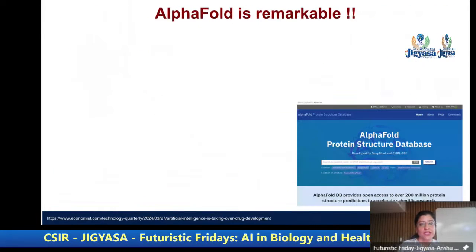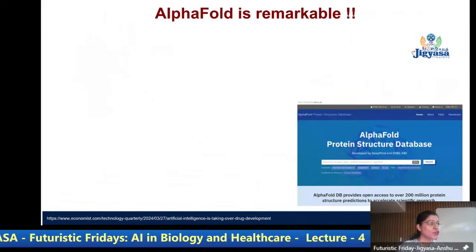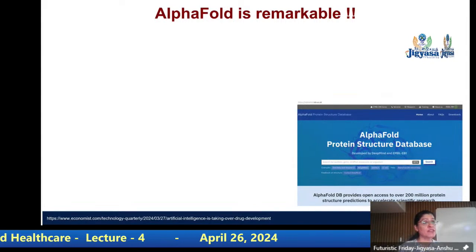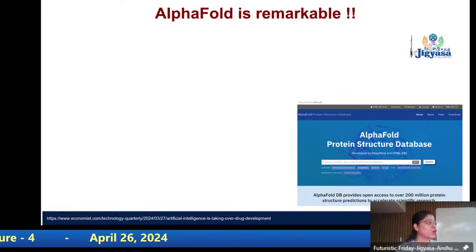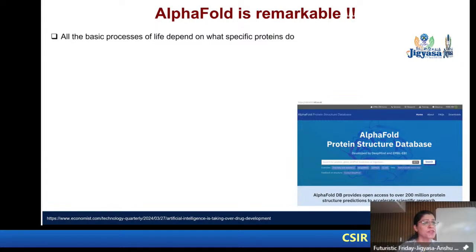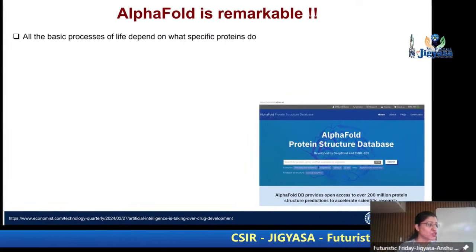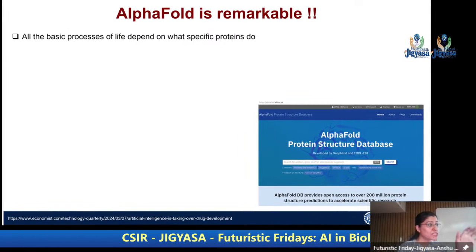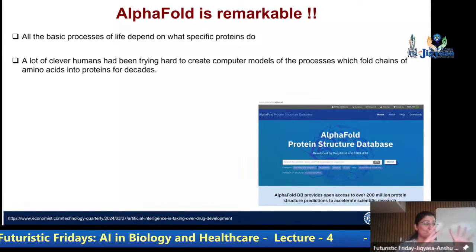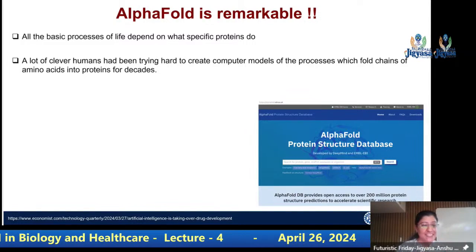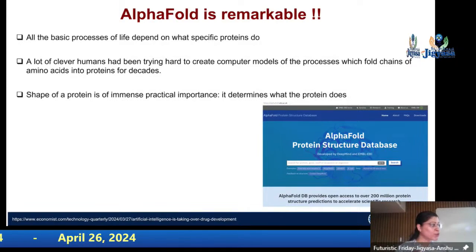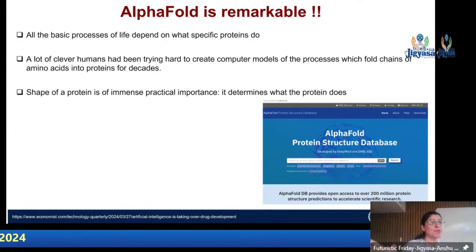So learn that. Now, some of you who attended Dr. Lippy's talk a few days ago in Futuristic Fridays, she actually dealt with structures. And AlphaFold is something which is changing the landscape of drug discovery for one simple reason. We all understand that basic processes of life depend on what proteins do, right? We have been trying to understand what the shape of these proteins is. The reason is the shape decides the function.